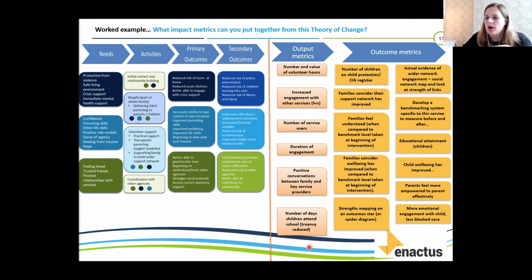And in terms of outcome metrics, so in looking at that improvement in children's outcomes, we could look at the number of children on the child protection register, and we think that would be reduced. We've got this idea of families considering their support network has improved, and we could map the support network. And then we've got this idea that families feel understood or their well-being has improved.